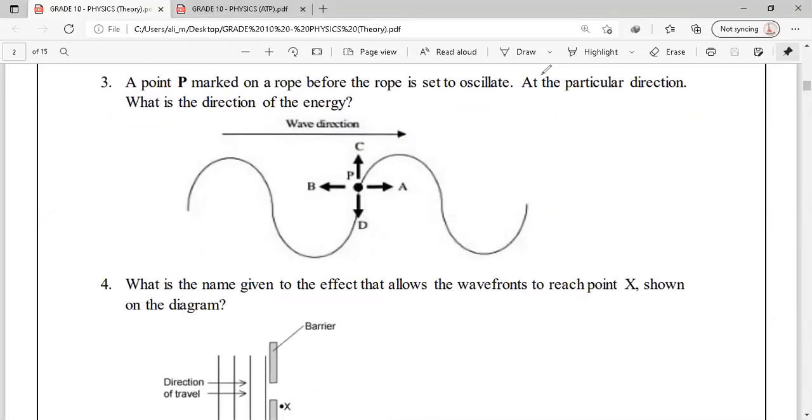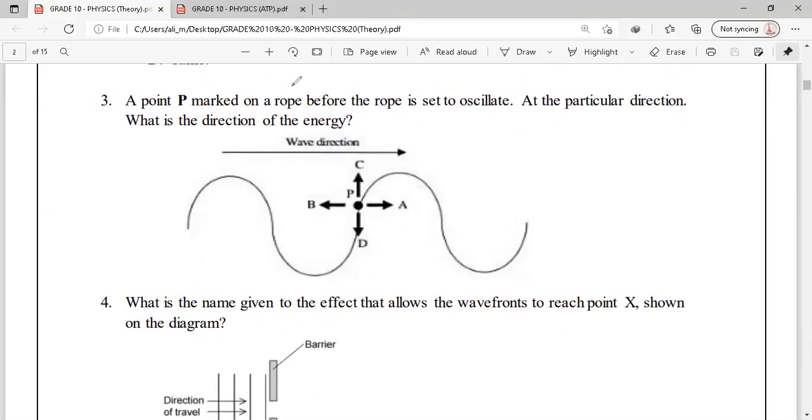Let's see question number 3. A point P is marked on the rope before the rope is set to oscillate in a particular direction. From this diagram, as we can see, we have a transverse type of wave and we have the direction of the wave given. If the direction of the wave is this, we know that the particle will oscillate along the directions C and D, perpendicular to the direction of the wave.